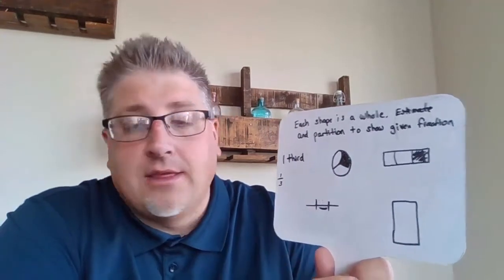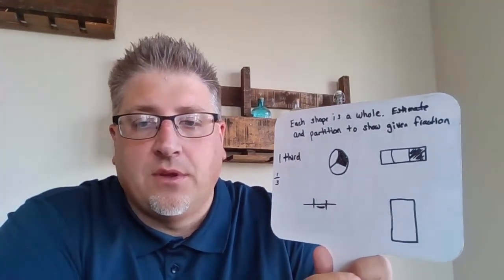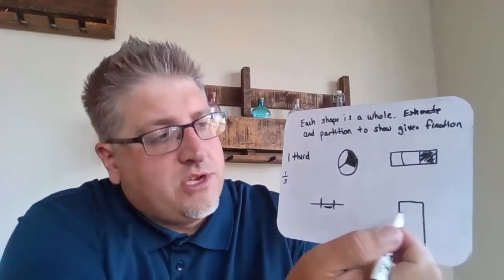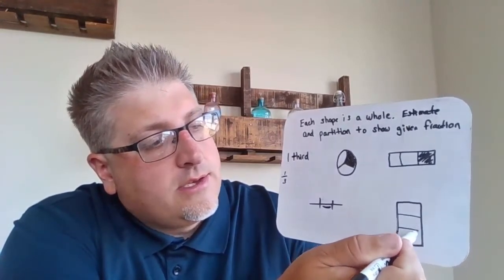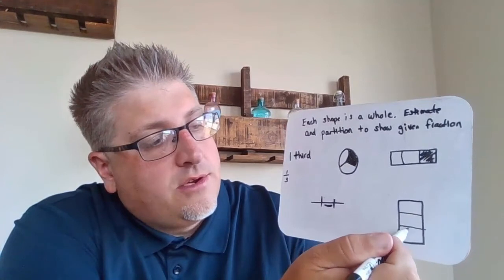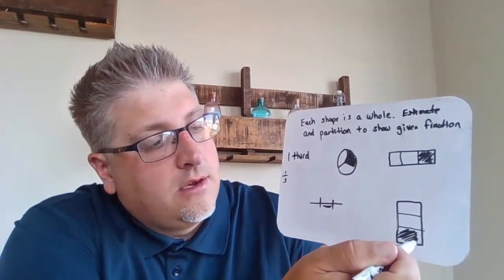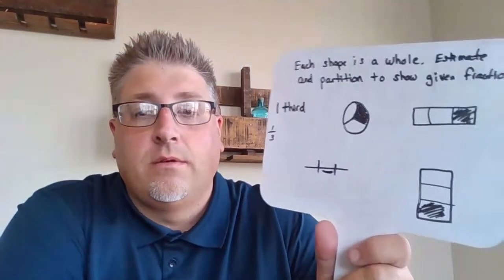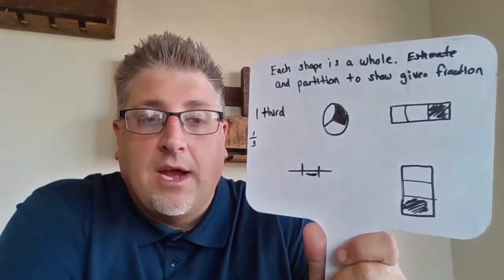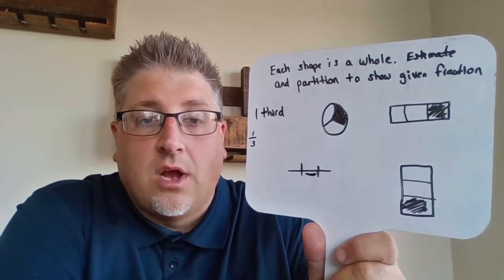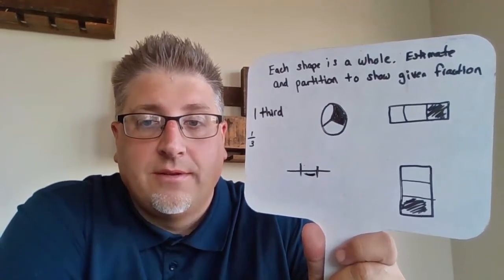Okay, let's cut this rectangle into thirds. We've seen this one before. It's just going to be 2 cuts. Cut once, cut twice. There's my thirds, and we're going to color one in. And there you have it. Okay? I took those 4 shapes, I made my cuts, and I was able to break those all into 1/3.